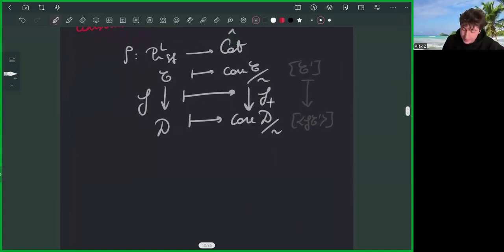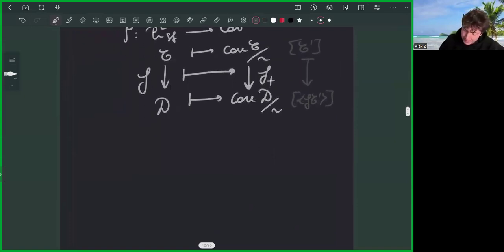Okay, and also let me say immediately that just like before, there is another functor which is F to the power of -1.